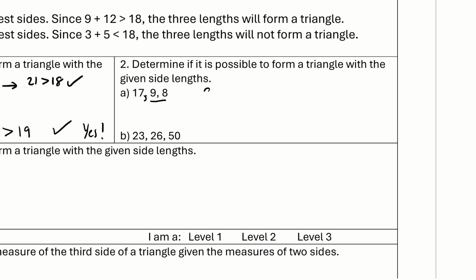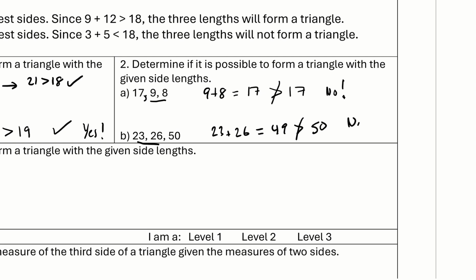So 9 plus 8 is 17, which is not bigger than 17. So the answer is no, it cannot form a triangle, okay? Here, the two shortest sides are 23 and 26, which is equal to 49, which is not greater than 50. So therefore, it's no. All right, and that's how you determine.